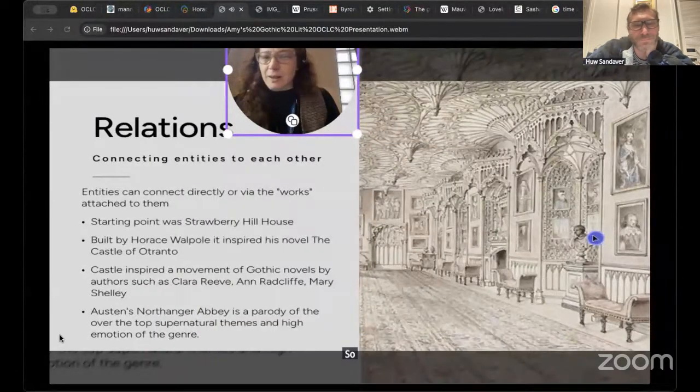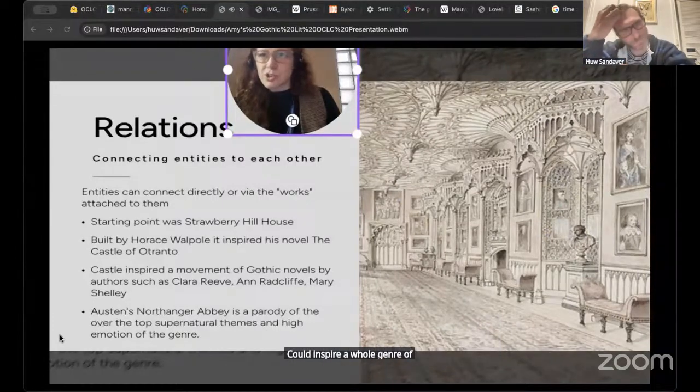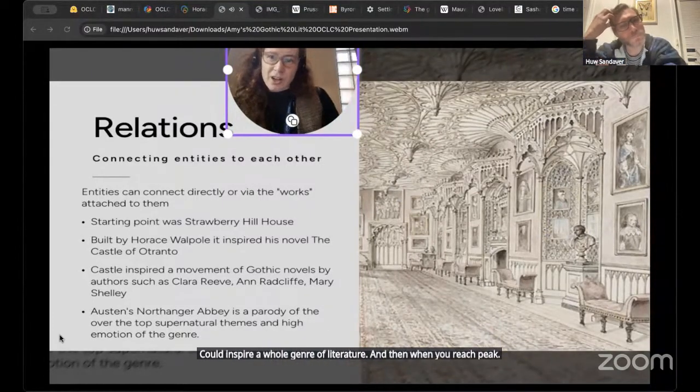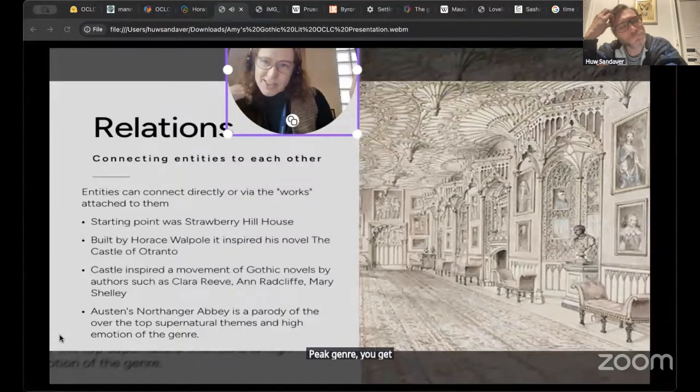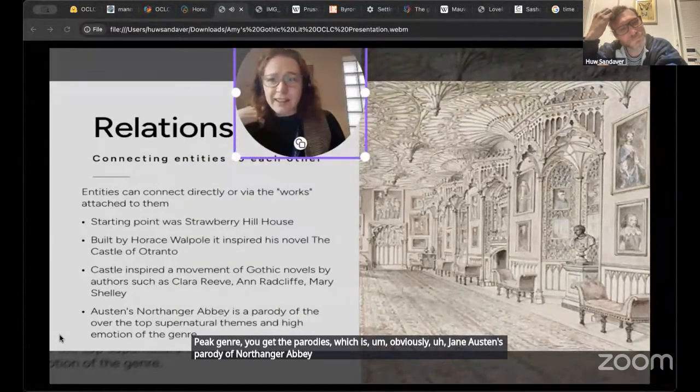So here's just a little bit more information. I found this really, really fun. It's interesting seeing that one house could inspire a whole genre of literature, and then when you reach peak genre, you get the parodies, which is obviously Jane Austen's parody, Northanger Abbey, which is really, really funny. It's not serious at all.